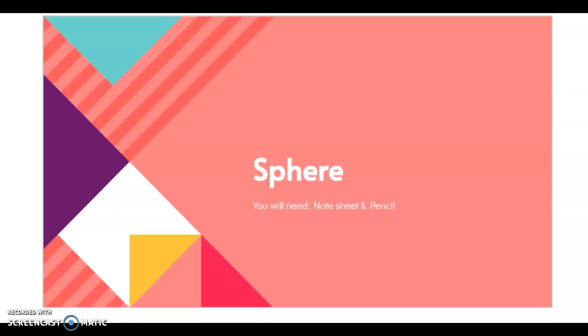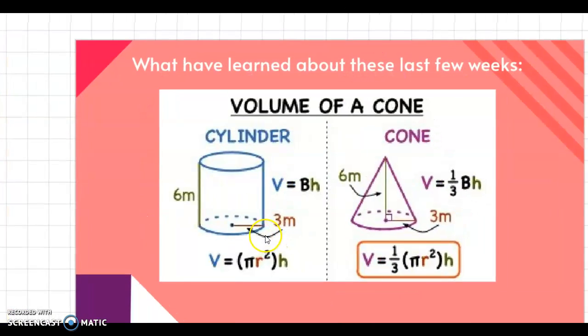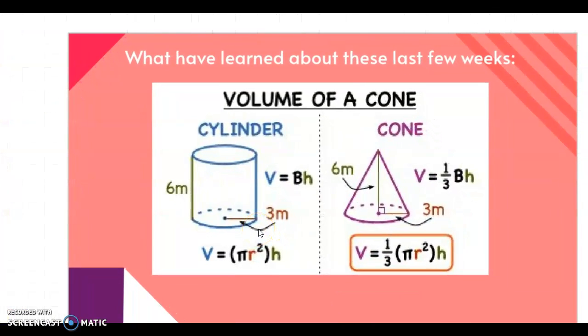Alright, so we've been through cones, we've been through cylinders, and now we're going to hit our spheres as the last shape that we're going to be dealing with. So as a reminder, we did cylinders, which is pi r squared times height, and cones was 1/3 pi r squared height. Now we're going to do spheres.